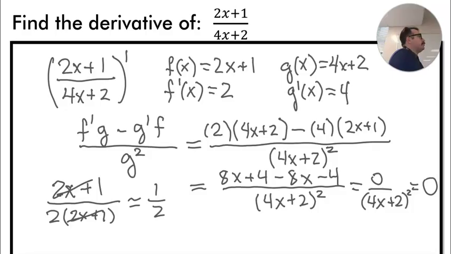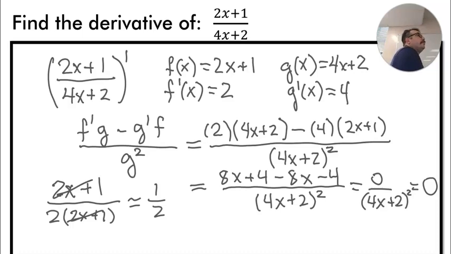But how come whenever we do the quotient rule, we get 0 on the top, and whenever we do it the other way, we get 1/2? I didn't do anything to that one. I didn't take its derivative or anything. Oh, okay. Yeah, if you take the derivative of 1/2, you get 0.